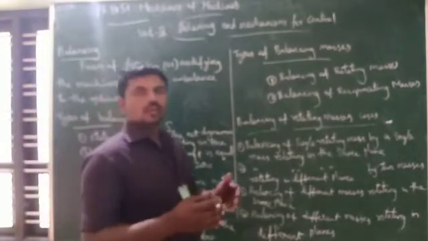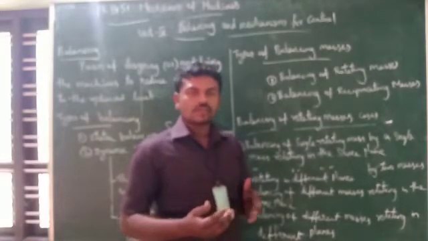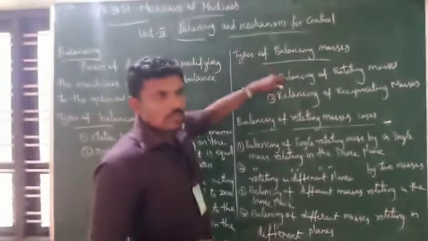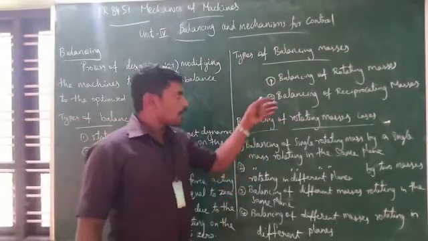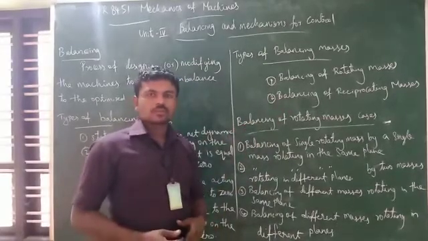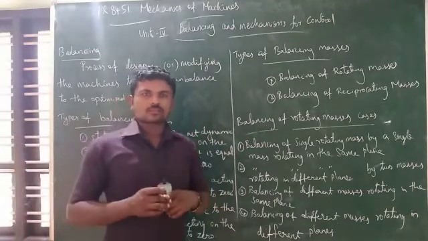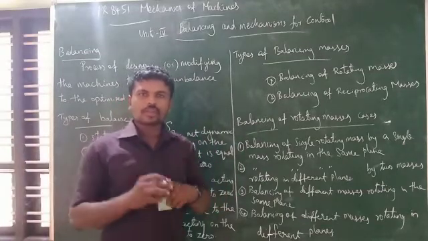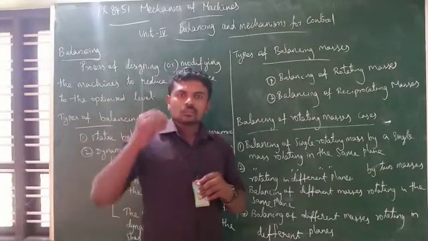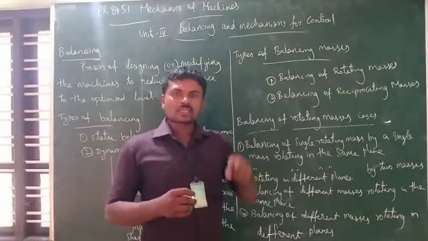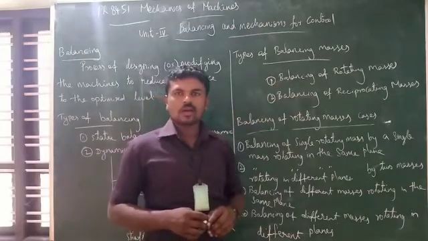Then, what are the balancing masses available? Balancing of rotating masses and balancing of reciprocating masses, right? Which system consists of rotating elements? In that, we have applied some different forces. That system should satisfy the conditions, and based on that, the balancing of rotating mass will occur.